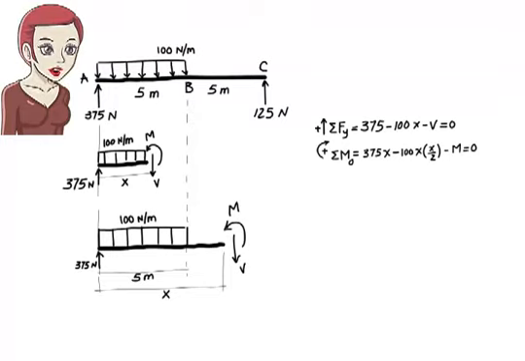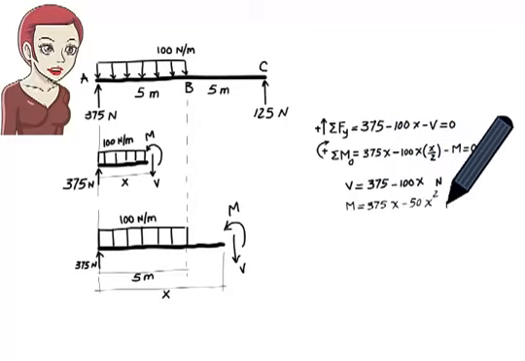Solve the first equation for V and the second equation for M. So V equals 375 minus 100x and M equals 375x minus 50 times x squared. Both equations are valid for x between 0 and 5.